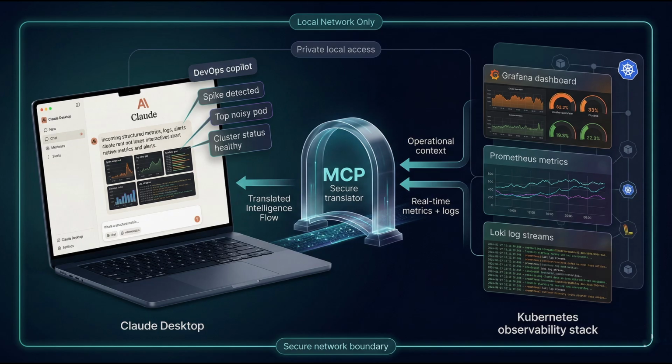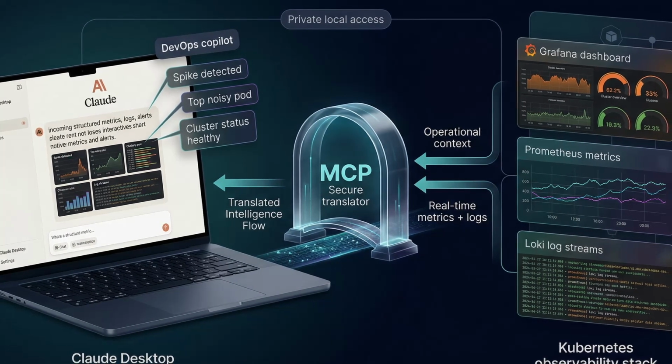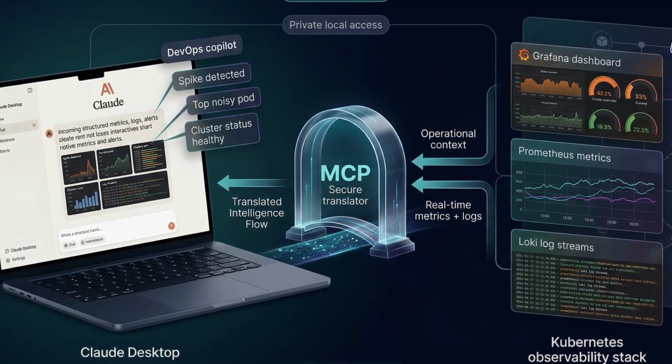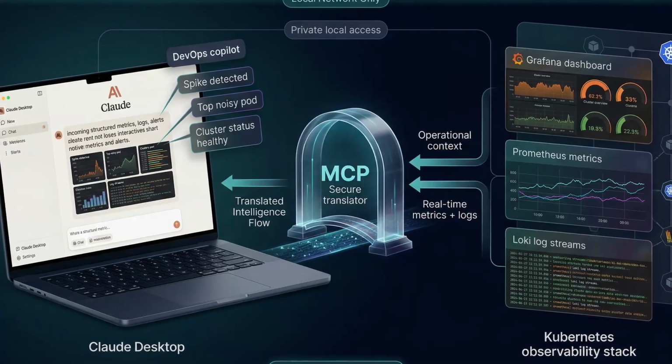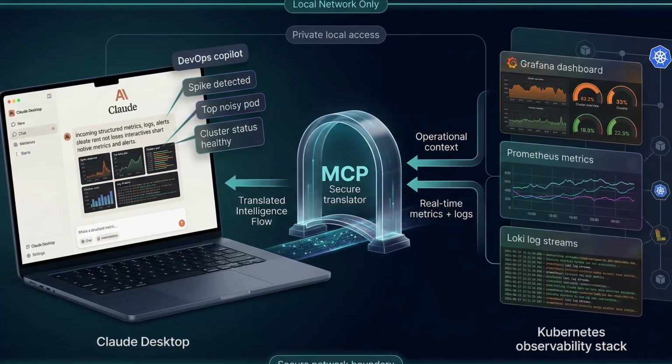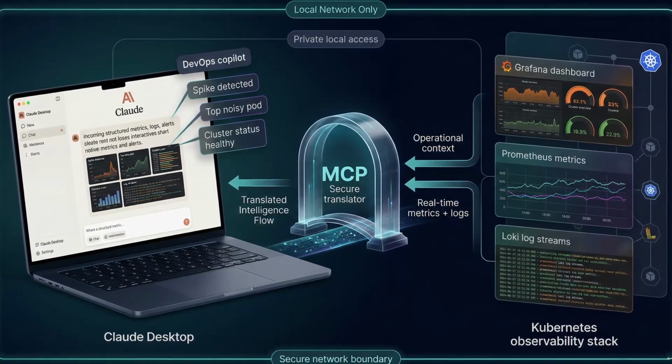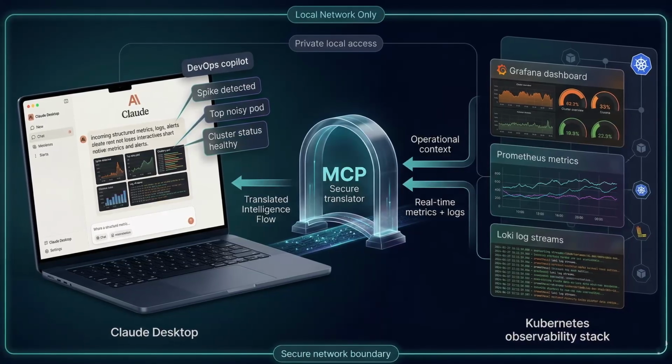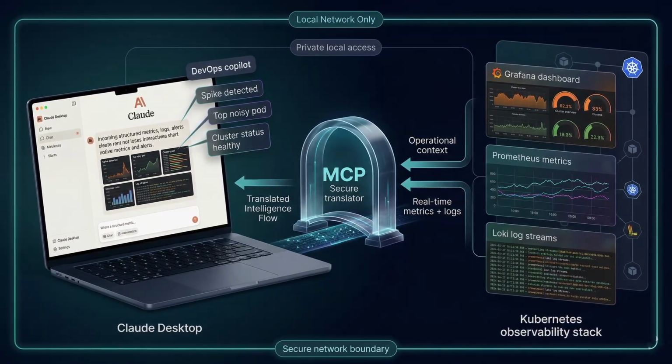The beauty of MCP is context and control. First, it keeps your data local, private, and safe within your network. Second, it adds observability intelligence to Claude, where prompts can now include operational data, not just text. And third, it turns Claude into a true DevOps copilot that can query, analyze, and even summarize real metrics from your Kubernetes cluster. In short, MCP bridges the gap between generative AI and real operational insight.